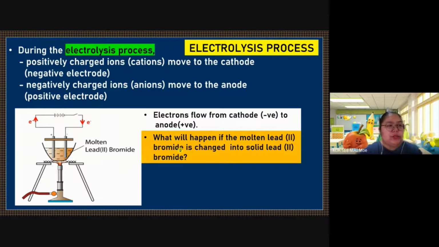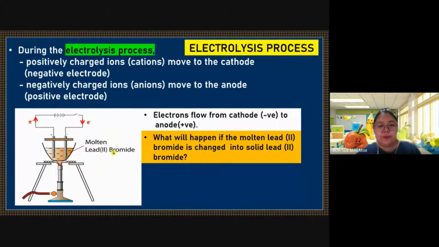Okay, number 2: what will happen if the molten lead(II) bromide is changed into solid lead(II) bromide? So you think about that. This one is molten. Molten is a liquid. If I change this one, molten becomes solid, what happened?